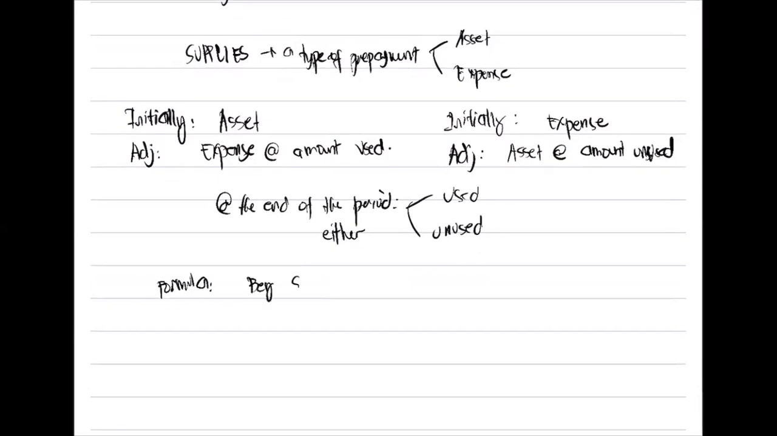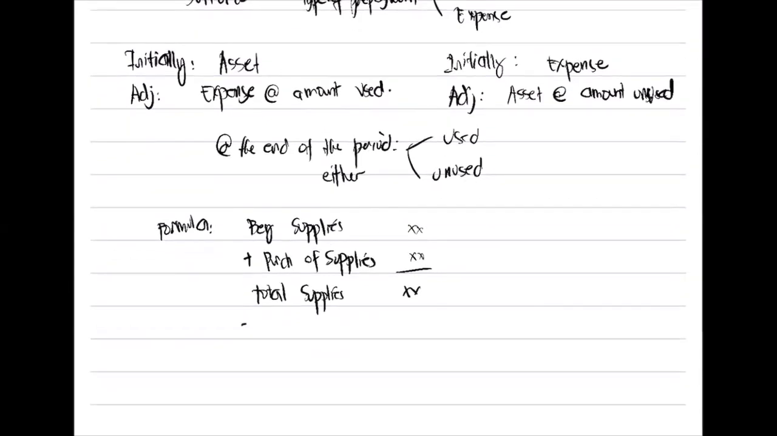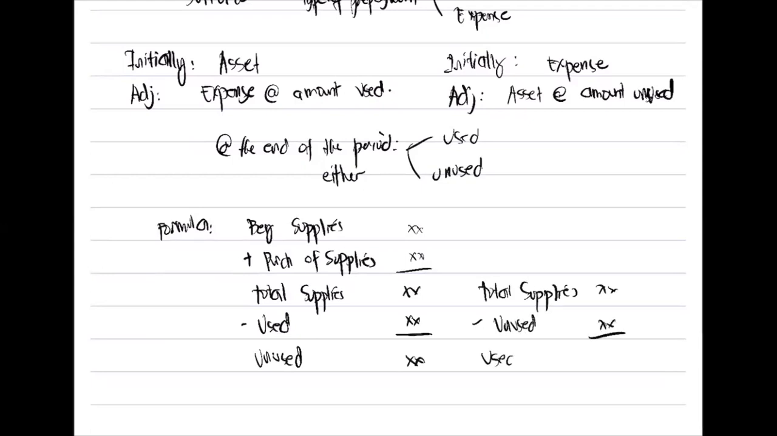So we have your beginning supplies, plus purchases of supplies, this will give you your total supplies. Less use, this is your unused. Okay? Ganyan siya. Or total supplies less unused, this is the amount used.